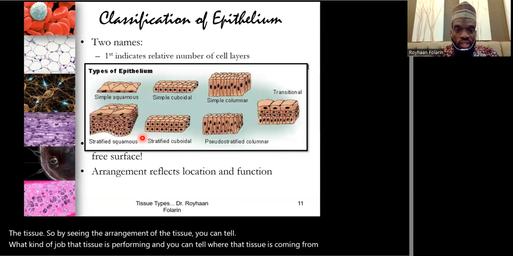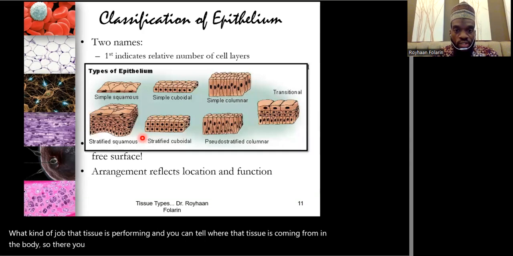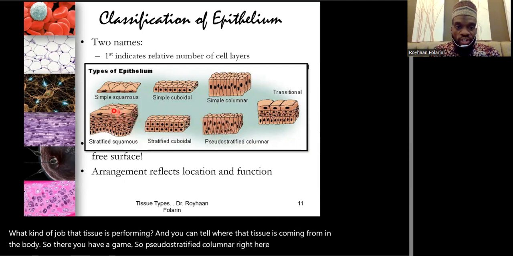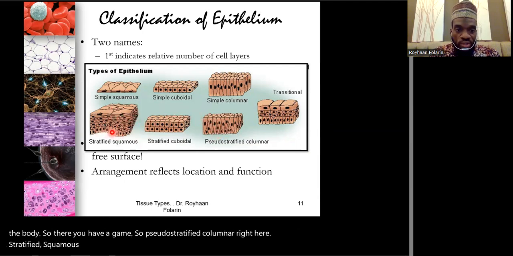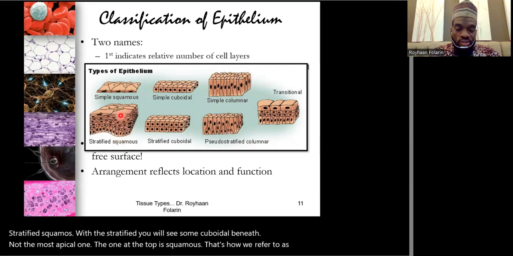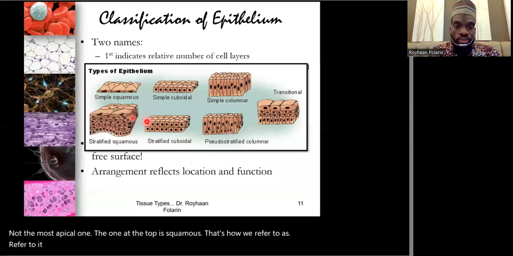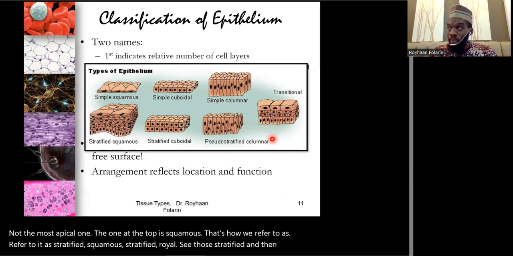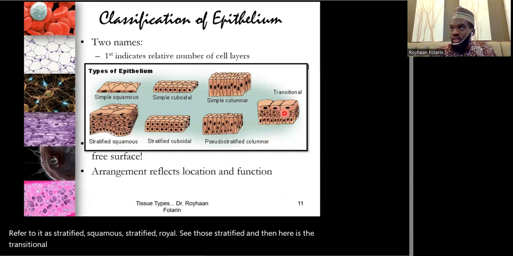what kind of a job that tissue is performing, and you can tell where that tissue is coming from in the body. So there you have again a pseudostratified columnar right here, stratified squamous. If it's stratified, you'll see some cuboidal beneath, but the most apical one, the one at the top, is squamous. That's why we refer to it as stratified squamous. Stratified cuboidal, pseudostratified, and then here is the transitional, where it varies what you have in the strata.